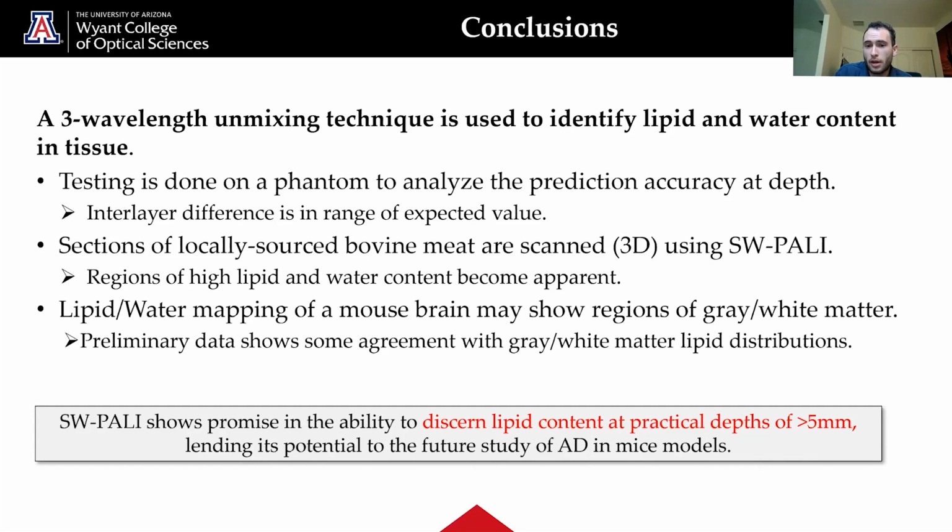We have to think back to our motivation. OCT, while having better resolution than us and probably being a little bit more specific, can only get you a few millimeters in depth. This 5 millimeters mark was chosen because you can image most, if not all, of the mouse brain at that depth, or you can do an inversion and certainly get almost all of the mouse brain there. So this whole thing is something we're very excited about, and this lends its potential to the future study of Alzheimer's disease, different stages of Alzheimer's disease in mice models.